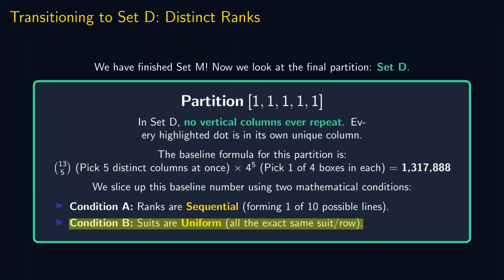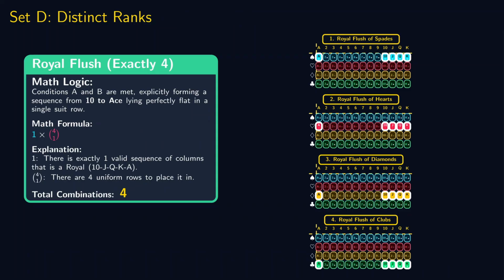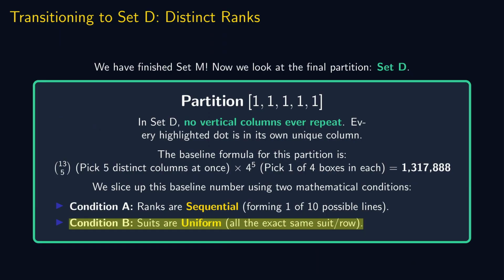These 2 conditions can each be present or absent, and the combination of whether each condition is met or not is precisely what separates the 4 distinct hand types within set D. Straight flushes meet both conditions. Flushes meet only the suit condition. Straights meet only the sequence condition. And high card hands meet neither. We will work through each of these carefully, one by one.